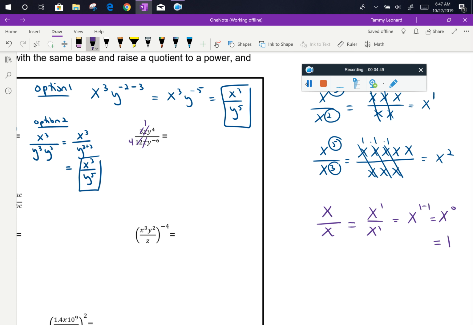So that leaves us only with a y to the 4th and a y to the negative 6th. If we use the division property, we're going to have y to the 4 minus a negative 6, divided by a 4 because there's still this 4 in the denominator. Remember 4 minus a negative is going to be the same as 4 plus, so this is y to the 10th divided by 4.